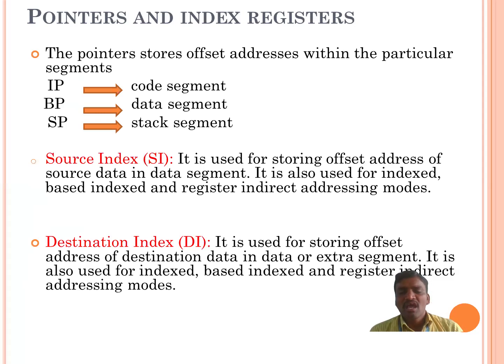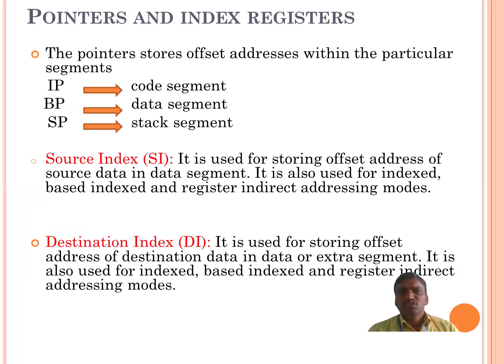In data segment memory, we point out the memory location by using the register pair DS as well as SI. By using this register pair, we can easily point out the memory location in case of data segment memory. And the next one is the destination index register. It is also used for storing the offset address of the memory location. For example, if you are taking extra segment memory, we point out the memory location by using the extra segment register and the destination index register. We can easily point out the memory location in case of extra segment memory. So this is the use of the index registers.